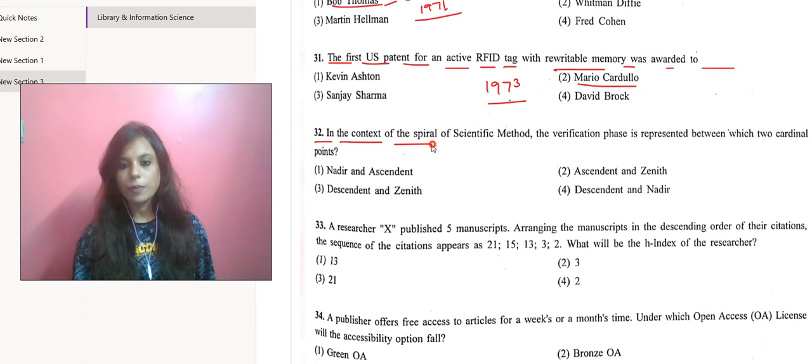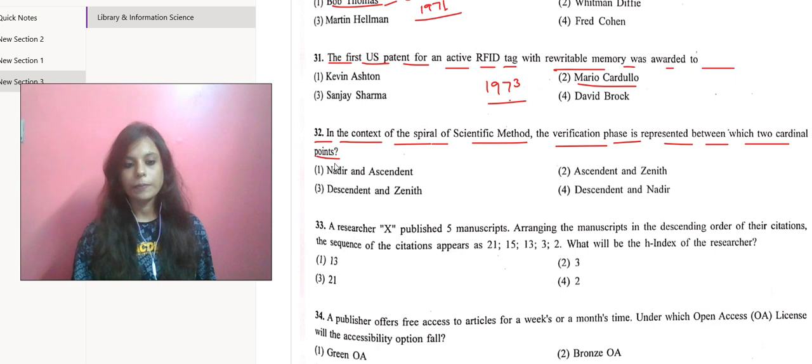In the context of the spiral of scientific method, the verification phase is represented between two cardinal points. Which two cardinal points? Now the spiral moves forward in the clockwise direction, the right side direction. The lowest end of the vertical line is called nadir, which literally means the lowest point. The upper end of the vertical line is called zenith. So it is the highest point.